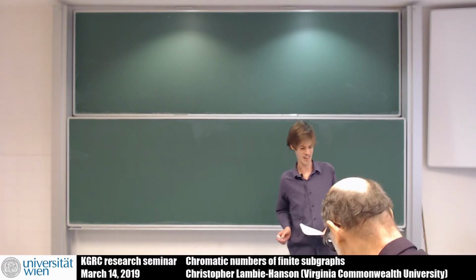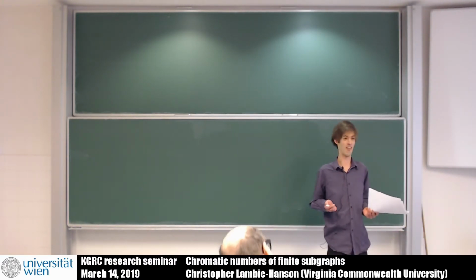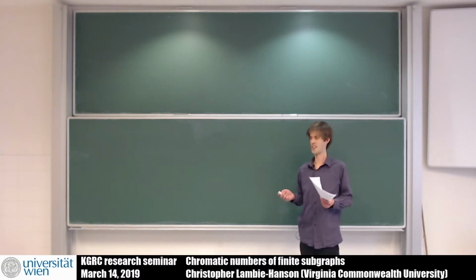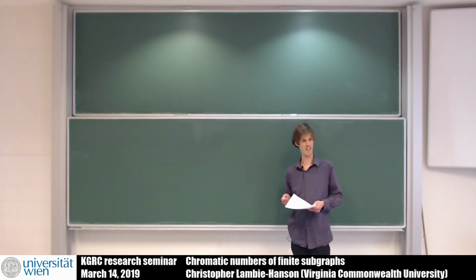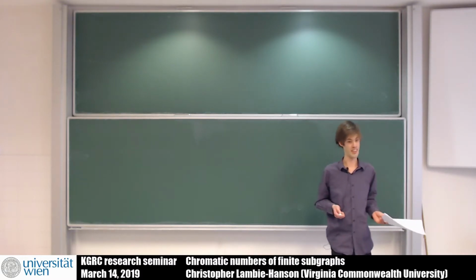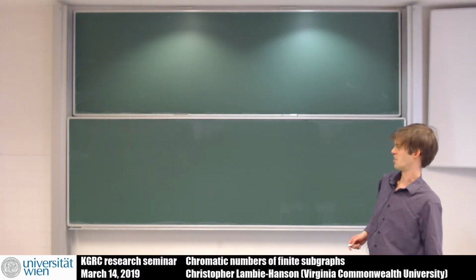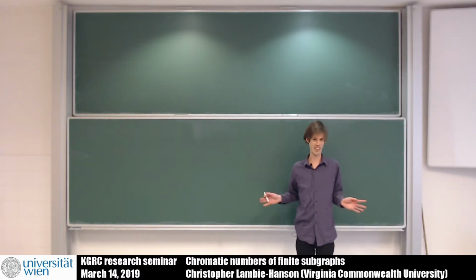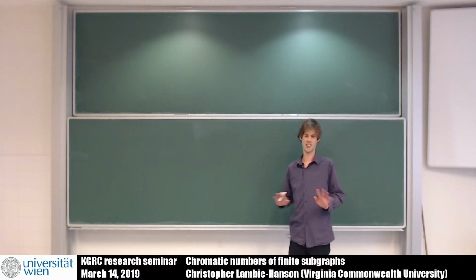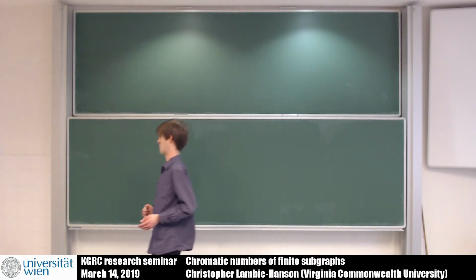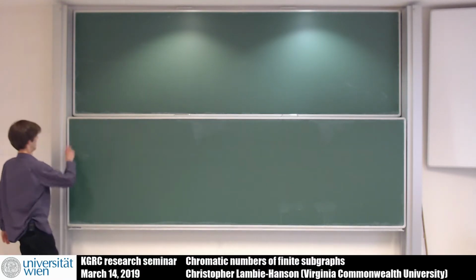So yeah, the title of my talk is Chromatic Numbers of Finite Subgraphs. I want to talk about a problem that I think is an interesting combination of finite combinatorics and set theory. I want to start just by giving some very basic definitions that I think everyone knows, just to make sure we're speaking the same language and have the same definitions.